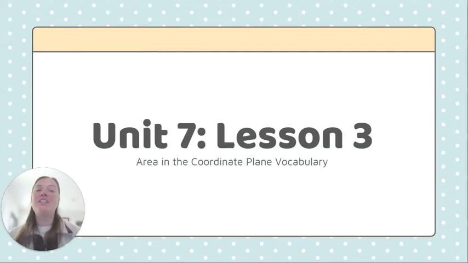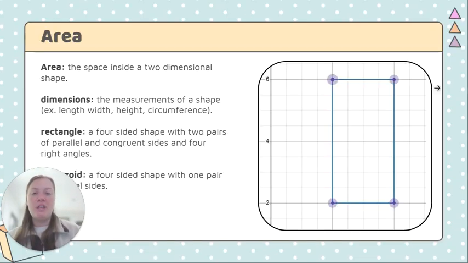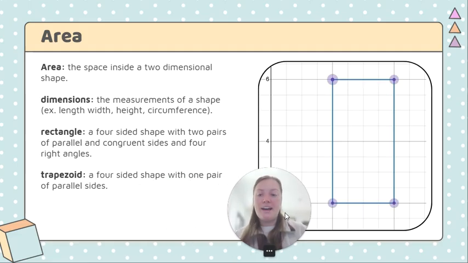This time it's the Unit 7 Lesson 3 vocabulary video. For this video, we are going to be going over some of the vocabulary words associated with area. Specifically, we're going to be talking about area of rectangles and triangles on a coordinate plane. So let's get started.